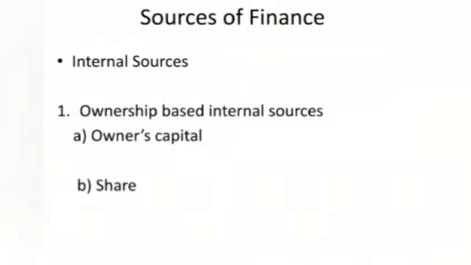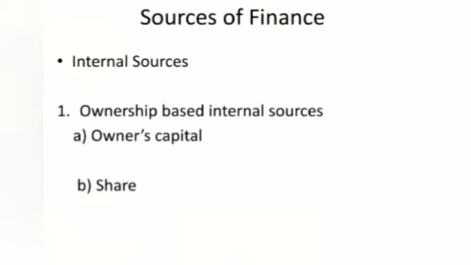First one is internal sources. Funds provided by the owners are called internal sources of finance. Internal sources of finance can be categorized into two different types. One is ownership-based internal sources. These sources are also divided into two basic types. First one is owner's capital and second one is share.